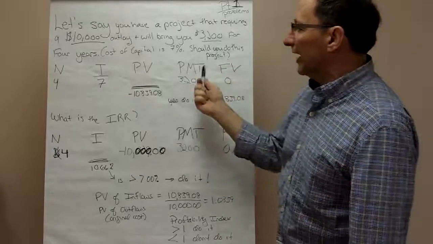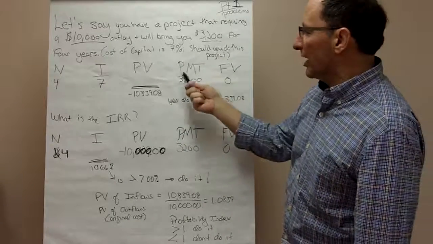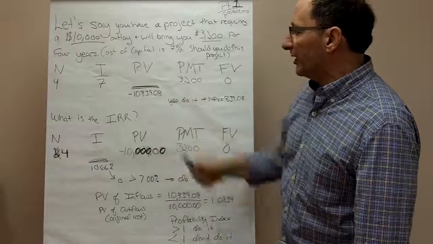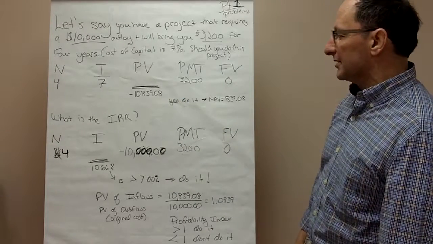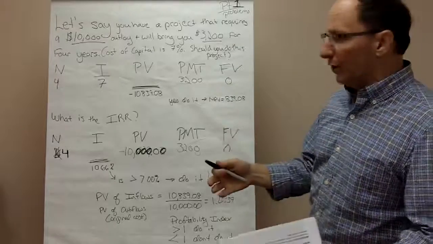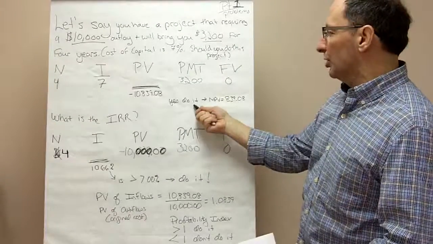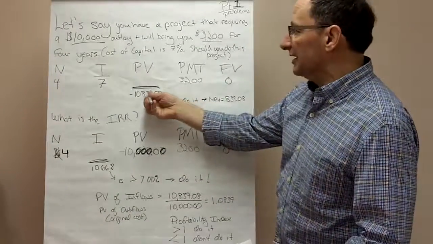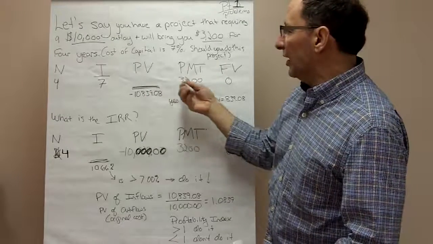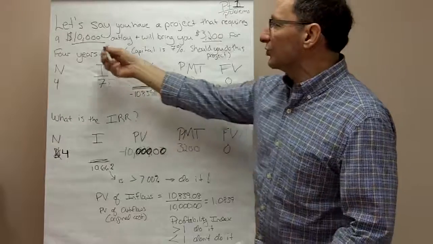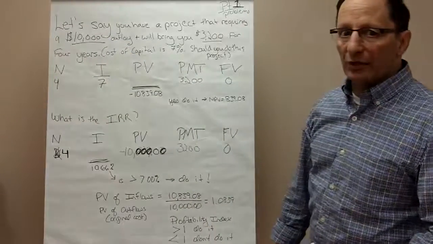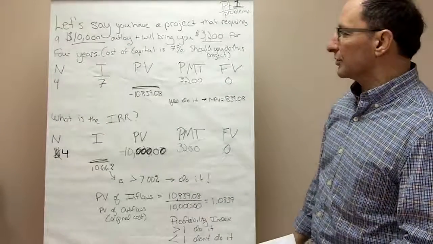If you look at the present value of those future cash flows, you're going to come up with $10,839.08. So, should you do it? The answer is yes, you should, because the present value of these inflows, discounted at 7%, is greater than the initial cash outlay of $10,000.